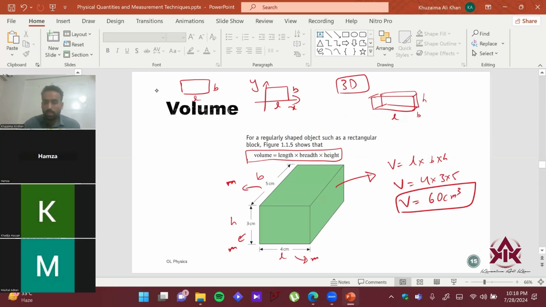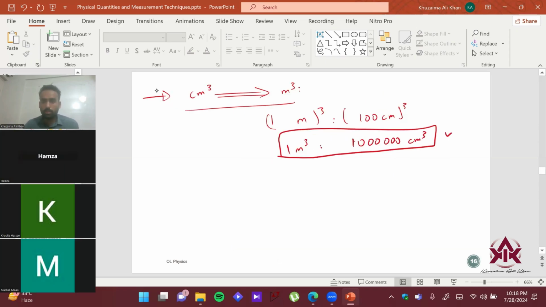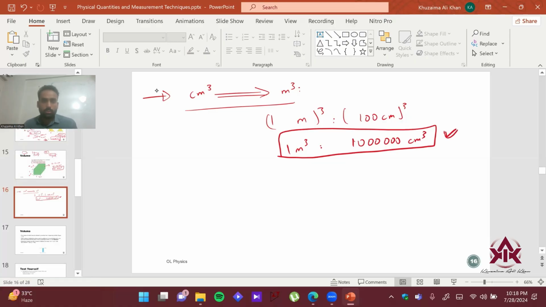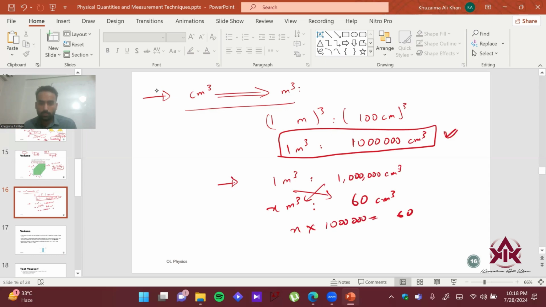So in the direct conversion, this is pretty useful. It saves time and it also saves your space of working, right? So you have your answer, that was 60. You can apply directly your ratio method, that 1 meter cube is equivalent to 1 million centimeter cube. You have 60 centimeter cube in your hand, and you want to find its equivalent volume in meter cube. Just simply cross multiply, and you get x times 1 million equals 60.